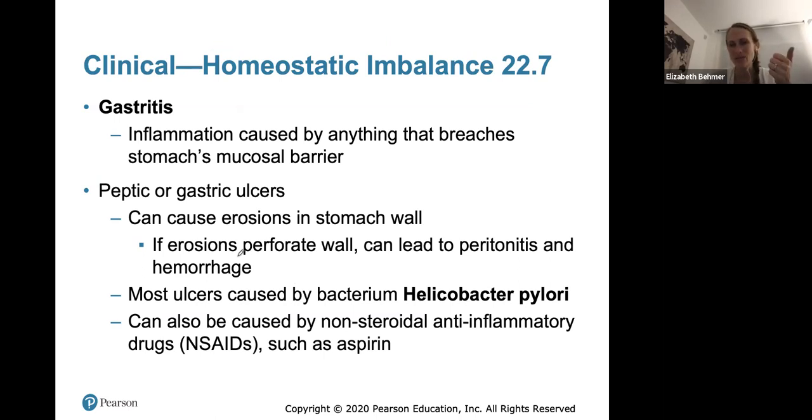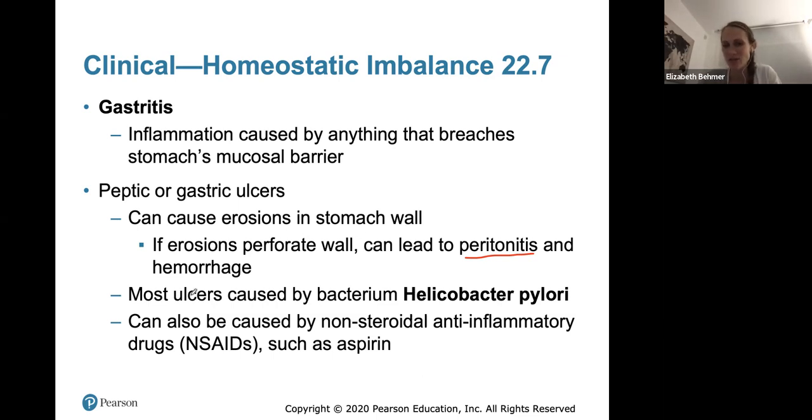You could get a peptic or a gastric ulcer, which is actually a hole in your stomach wall, which can be extremely painful and dangerous. It can lead to peritonitis, which would be inflammation of the peritoneum, which is the lining of the abdominal cavity itself, or hemorrhage.